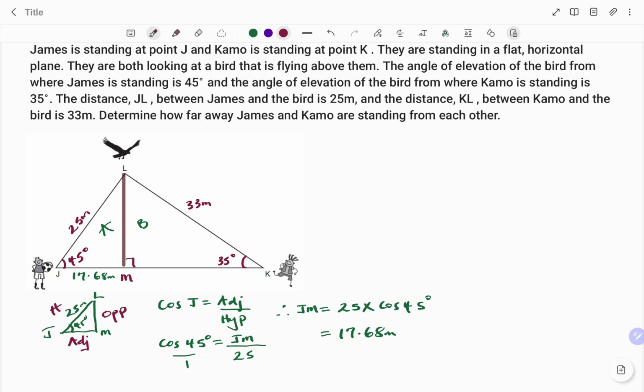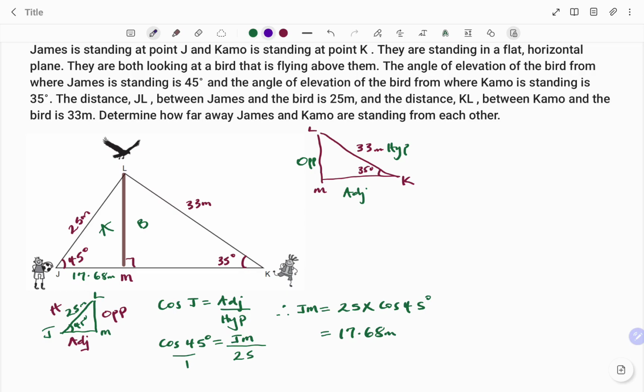The next step is to find the distance MK. To find the distance MK, I'm going to use the right angle triangle LMK. I have my sides labeled, my angle 35 degrees, the distance LK 33 meters. To find MK, I start by labeling the sides. I have the side facing the angle, that's opposite. The longest side, hypotenuse, the last side, adjacent.